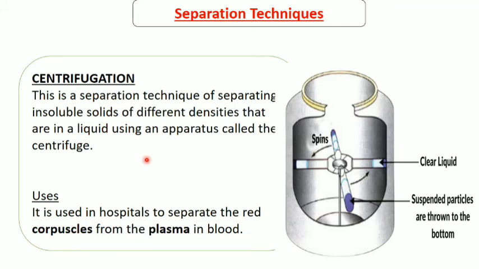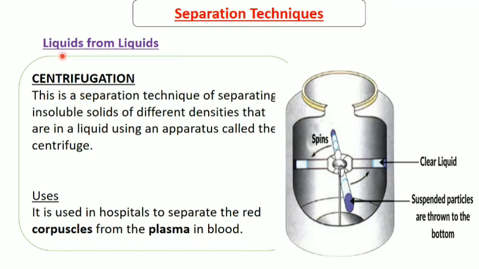So in summary, centrifugation is used to separate insoluble solids of different densities that are in a liquid, but it can also be used to separate an insoluble solid from a liquid, provided that the insoluble solid is less dense. Or even if it's denser, it can work, but it is preferred over sedimentation if it is less dense.